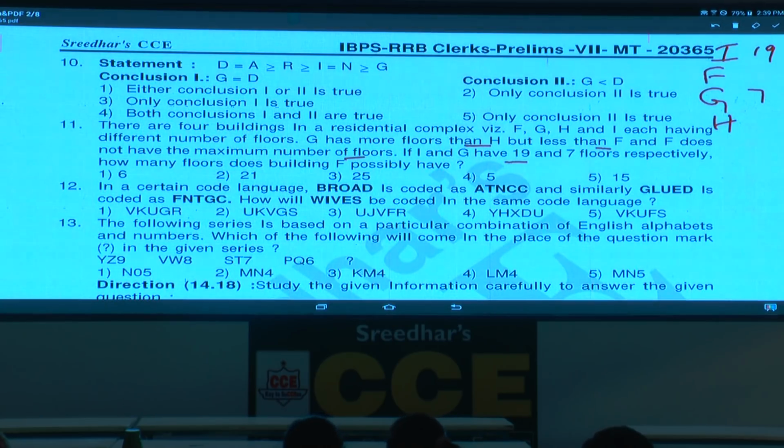Then how many floors does building F possibly have? F can have in between 7 and 19. In between 7 and 19, what is the choice here? It is choice 5. Question number 11, choice 5. Then the 12th one.